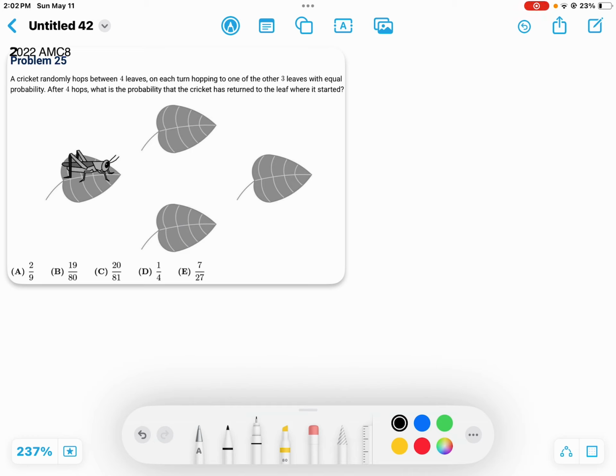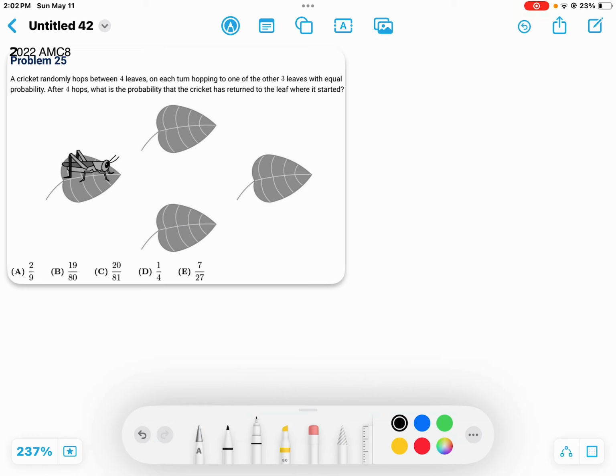A cricket randomly hops between 4 leaves, on each turn hopping to one of the other 3 leaves with equal probability. After 4 hops, what is the probability that the cricket has returned to the leaf where it started?